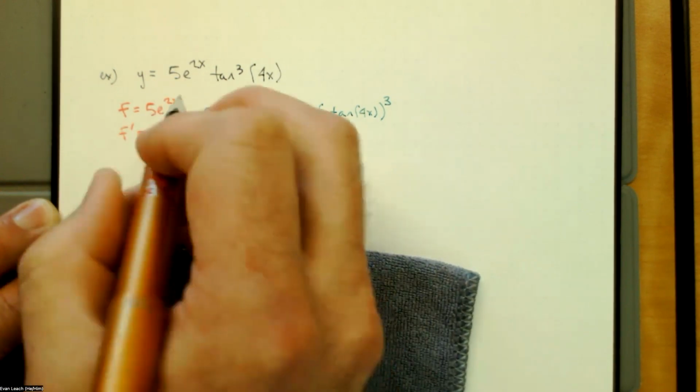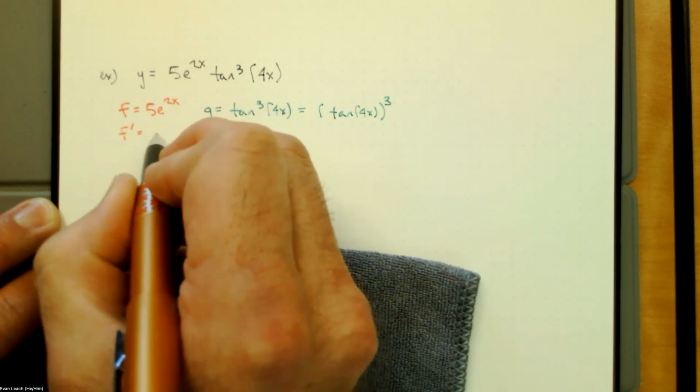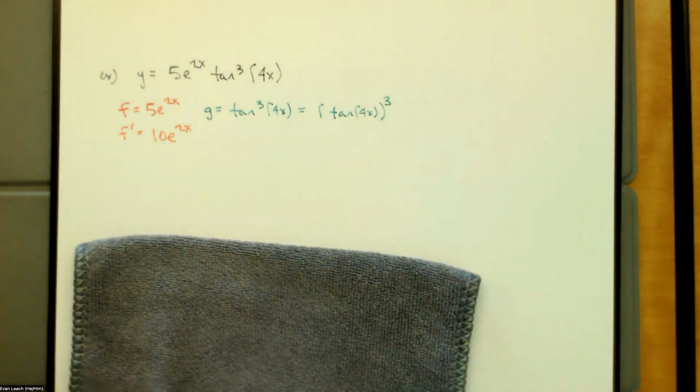The derivative of 5e to the 2x is 5 times e to the 2x times 2, or just 10 e to the 2x. We're already trying to grow past the part where we need to write down all the different steps. We just know what's going to happen. The point of doing a math class is to not have to do all the math all the time, to not write down every step.